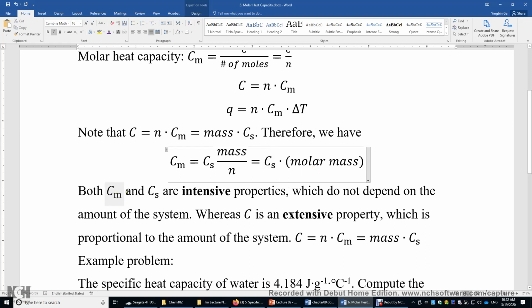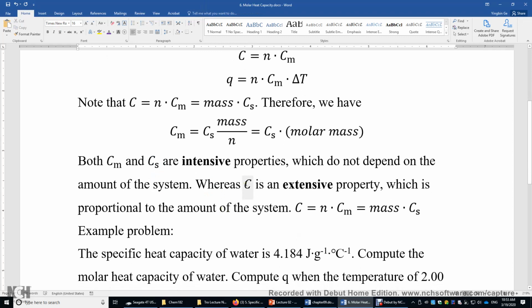Both C sub m and C sub s are intensive properties. They do not depend on the amount of the system. Let me give you one example. 1 mole of water versus 1,000 moles of water. They have exactly the same molar heat capacity. And 1 gram of copper versus 1,000 grams of copper. They have exactly the same specific heat capacity.